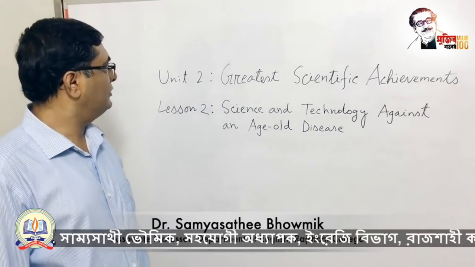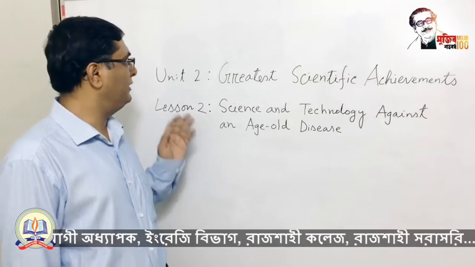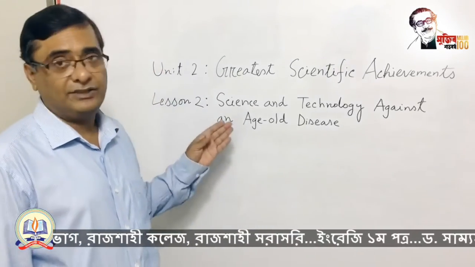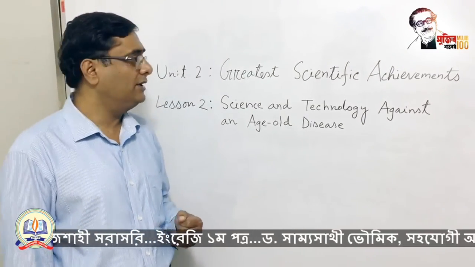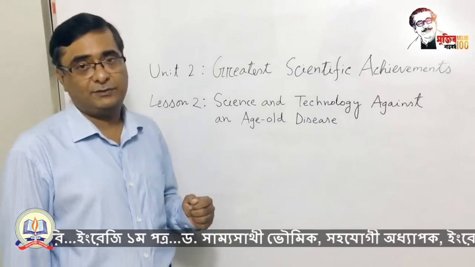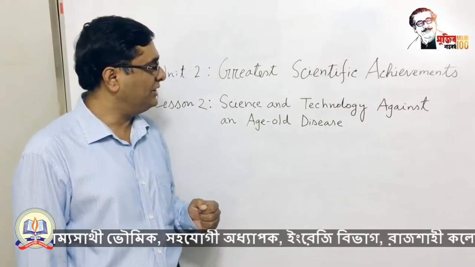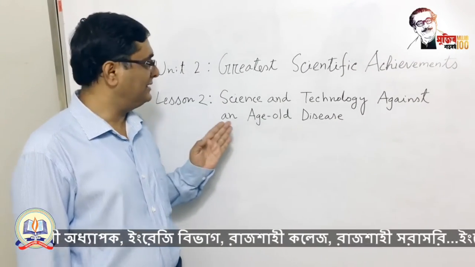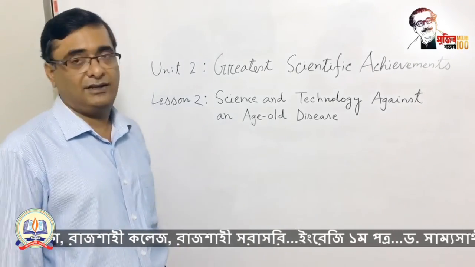Now, dear students, in today's class, I will explain lesson 2 of Unit 2. The title of Unit 2 is Greatest Scientific Achievements. In our previous class, I explained lesson 1, and in today's class, I will explain lesson 2. And the title of lesson 2 is Science and Technology Against an Age-Old Disease. Basically, this lesson is focused on leprosy, a kind of age-old disease.